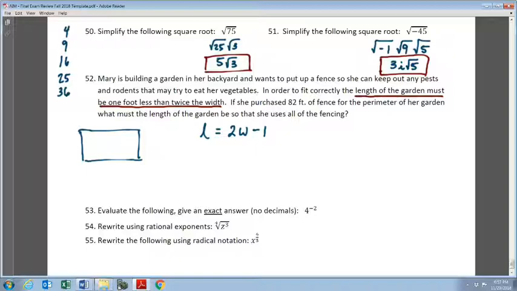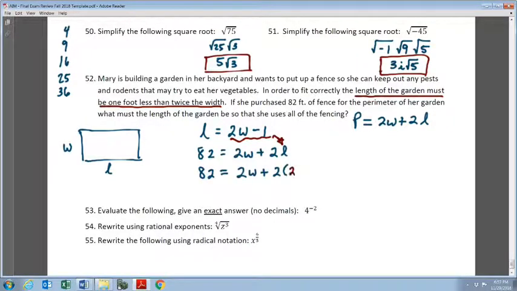So for our other equation, notice we have a length and a width here, and there's a formula for perimeter. It's P equals 2W plus 2L. Since the perimeter is 82, we can go ahead and write an 82 for the perimeter. And so here's our other equation. So this is pretty much set for us to do substitution. So let's go ahead and we'll substitute 2w minus 1 for L right there.